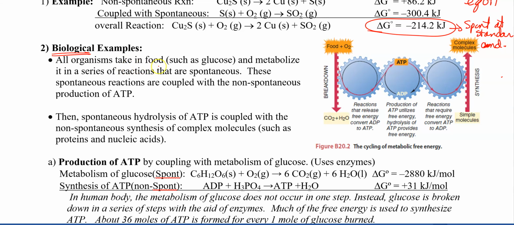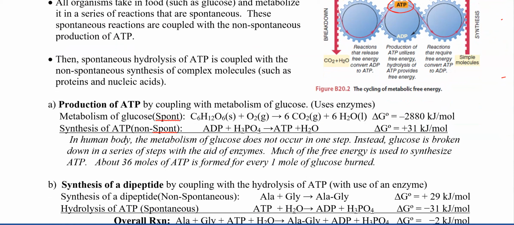So all organisms take in food, such as glucose, and metabolize it in a series of reactions that are spontaneous. These spontaneous reactions are coupled with the non-spontaneous production of ATP. So we take in food, and by coupling it with the production of ATP, which is not spontaneous, you can make lots of ATP. So this is trying to show you how you take in food, but you also make ATP, and then you can couple that with making other molecules that are more complex, which also would be non-spontaneous.